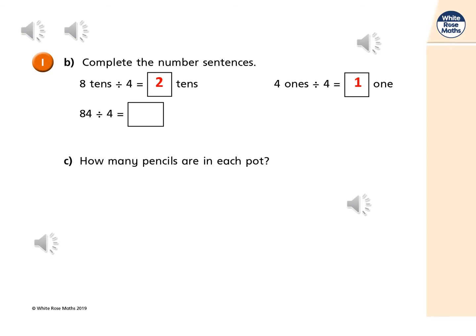So if we know that 8 tens divided by 4 is 2 tens and 4 ones divided by 4 is 1 one, we know that 84 divided by 4 has to be 21. Now we know the answer, let's say this stem sentence together. There are 21 pencils in each pot.